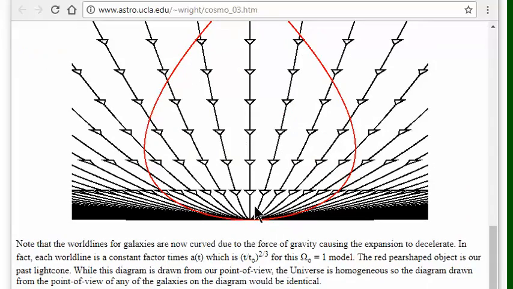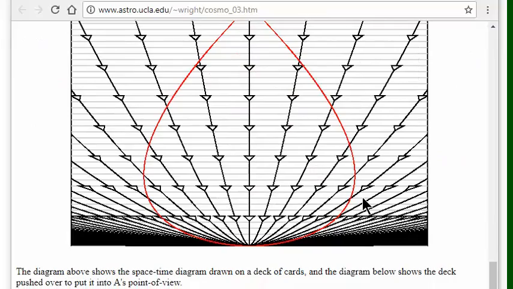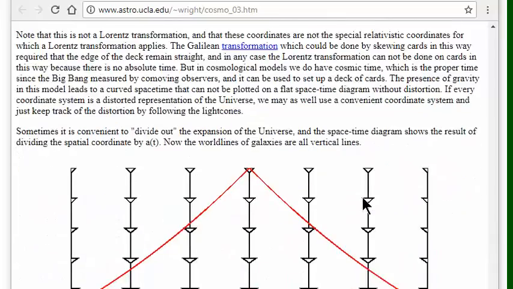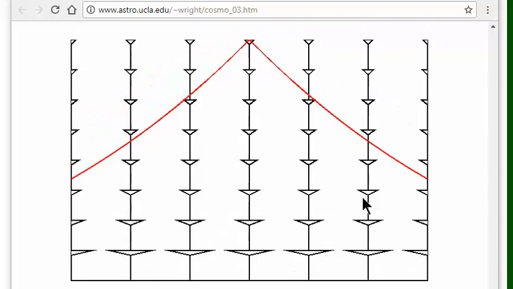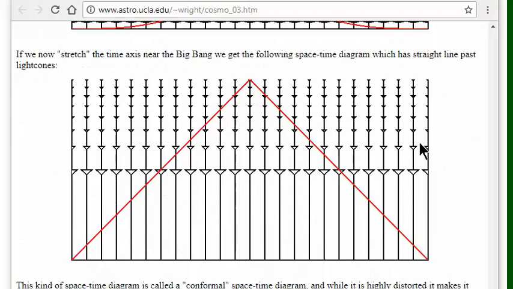which gives me no faith in the rest of the web page, because without that one here to see where everything comes from, it doesn't quite seem like it's right. But here is the division has expanded our past light cone. So this is basically what I have in the second to last version, and then this is what I would have in the last version if those lines were straight.